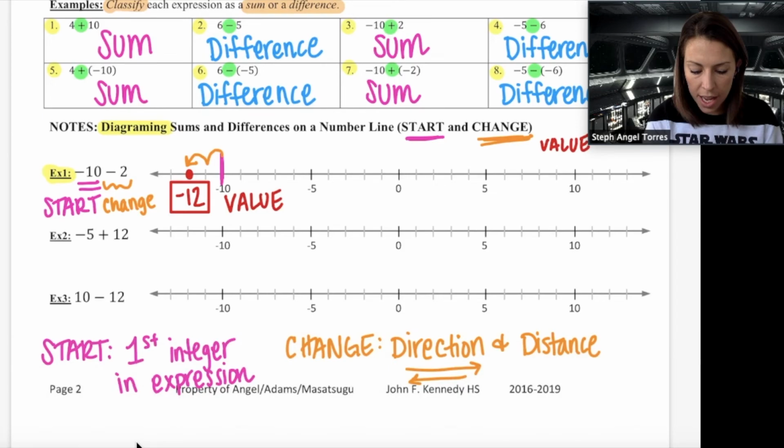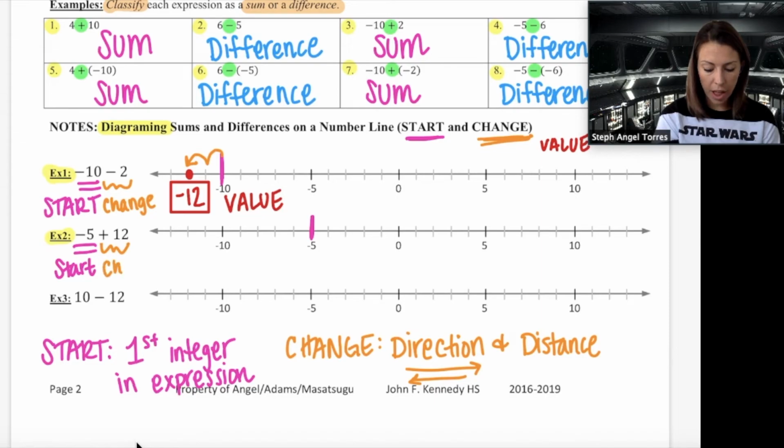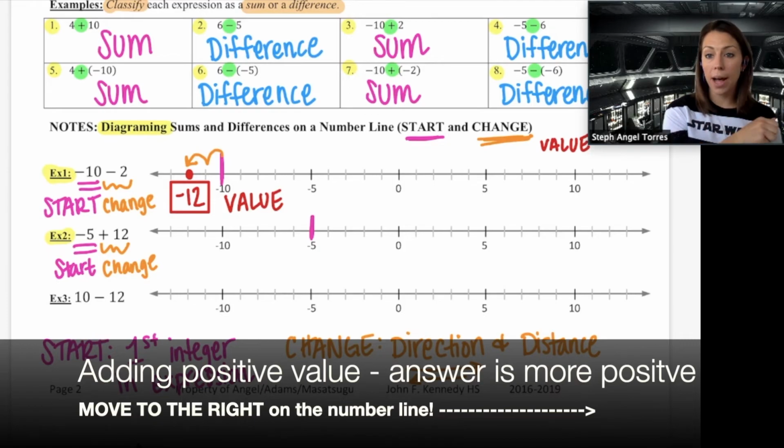Let's take a look at example 2. What's the first number that we read in the expression? We read the number -5. So that is our starting value. Let's find -5. There it is on the number line. The change is what's going to happen to -5. I'm either going to move to the right or to the left. It looks like here the change is plus 12, and I'm adding positive 12, which means my value is going to become more positive, and I'm headed in the right direction.